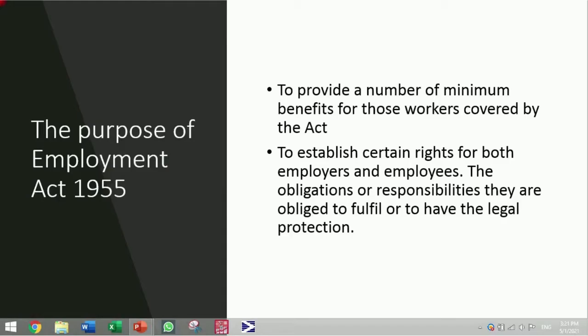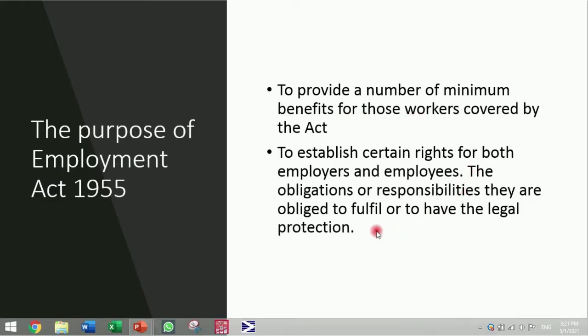Now, I want to present about the purpose of Employment Act 1955. The first purpose is to provide a number of minimum benefits for those workers covered by the Act. The Act is only applicable to employees who work in West Malaysia with no age limit. The monthly wages of the employee must not exceed 1,500 ringgit.